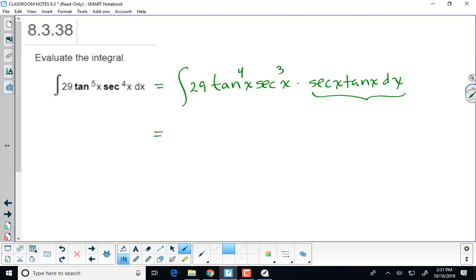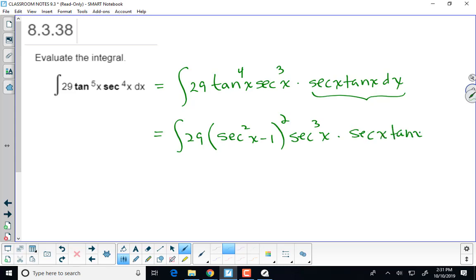So that is going to happen because we know that tan squared is sec squared minus 1. And then that's going to be squared because we have to the fourth power. And then we have our secant cubed, and then our differential, which will be sec tan dx. That part will all be the differential. So now we're going to let u be secant. Du will be secant times tangent.